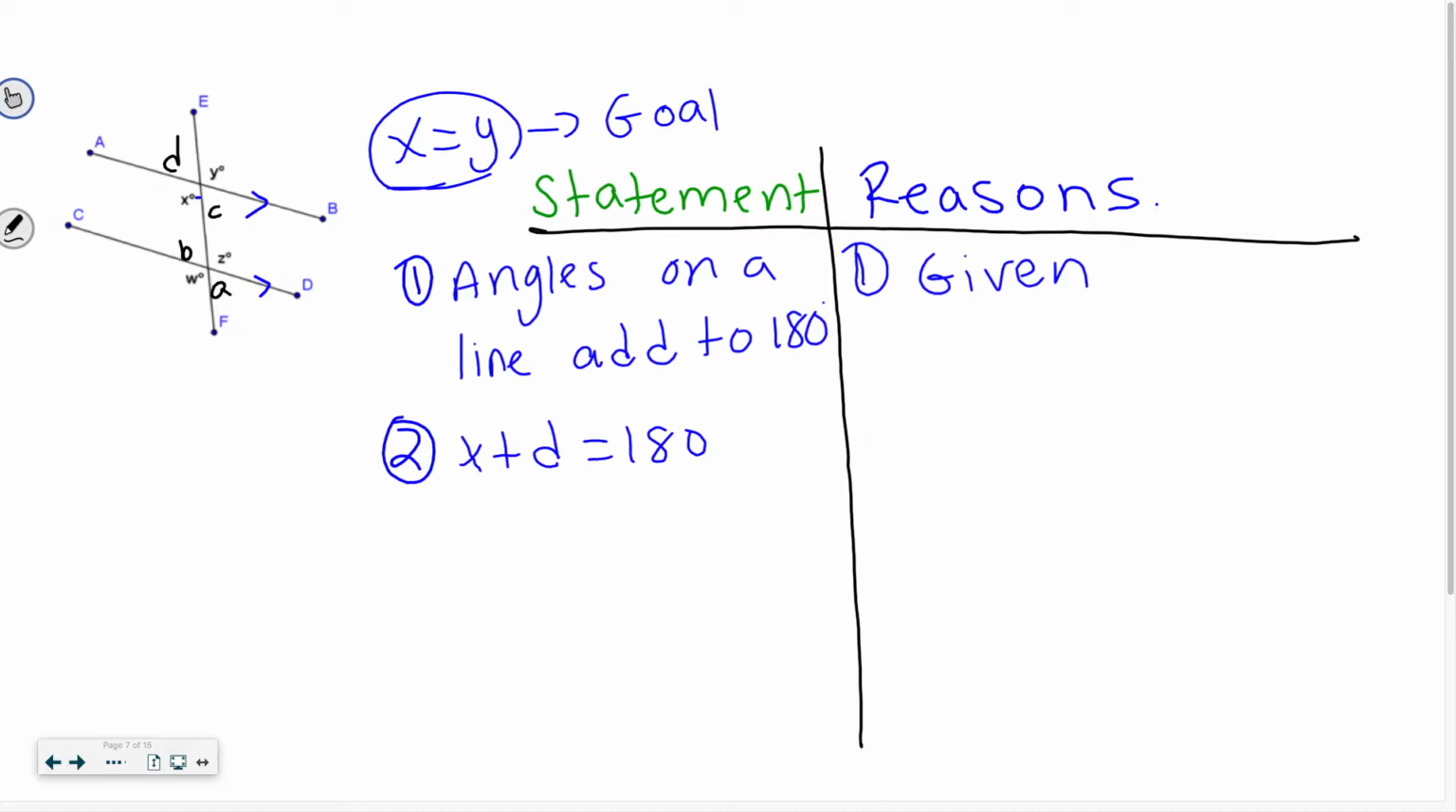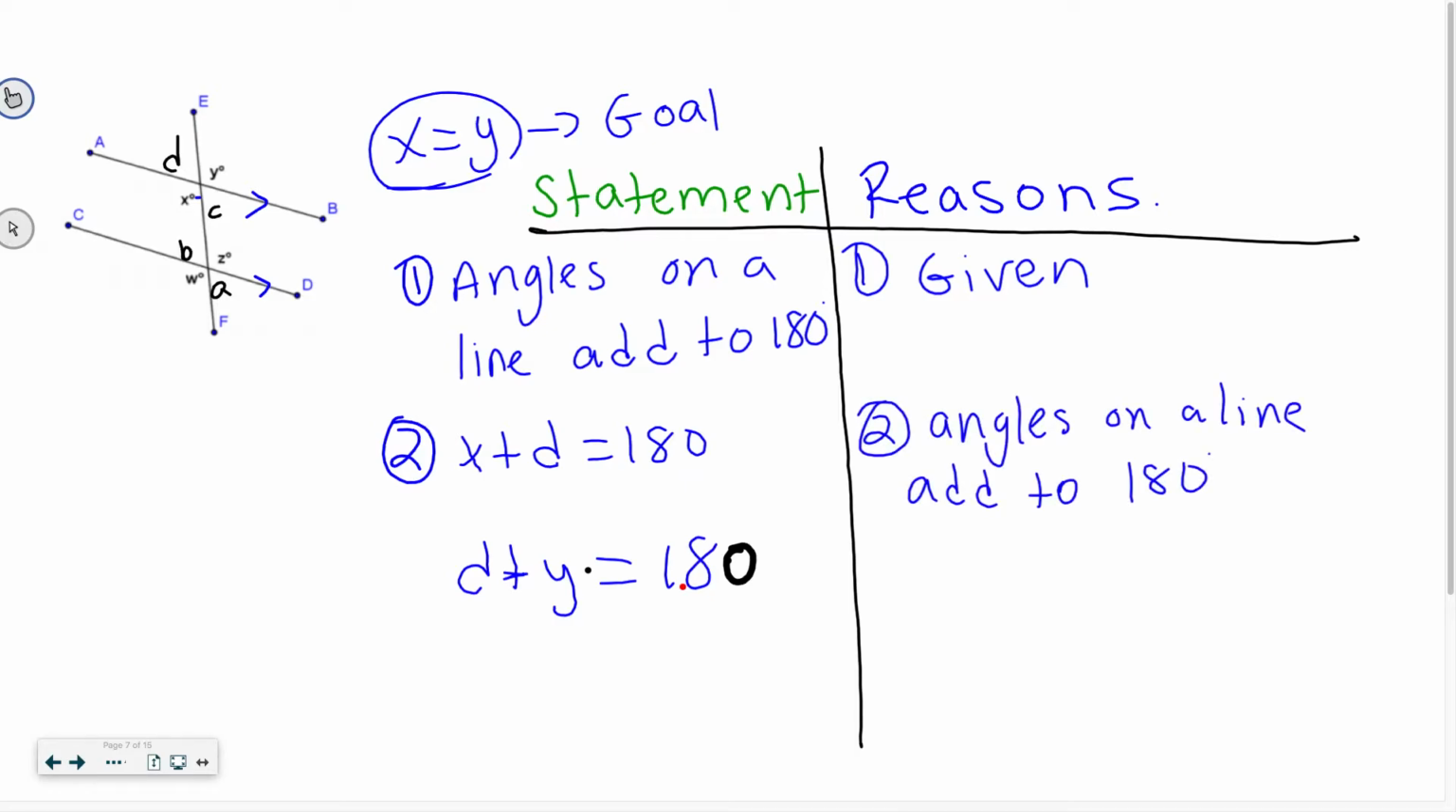The next thing that I can deduce is that x plus d add up to 180. How do I know that? It comes from number 1. I know that angles on a line add up to 180. What are the angles that are going to help me to show that x plus d is equal to 180? Next, I also know that d plus y is also equal to 180. How do I know that? Because angles on a line add up to 180.